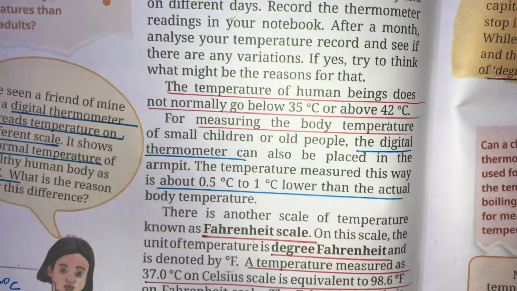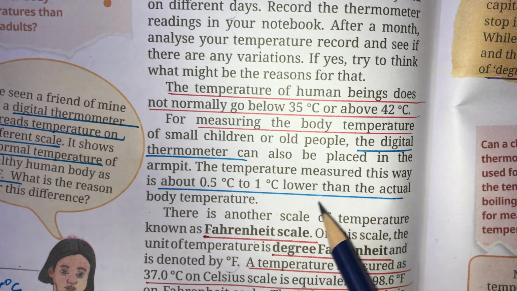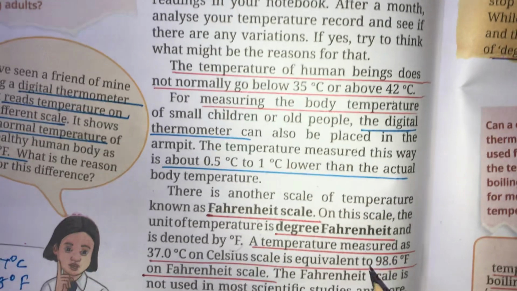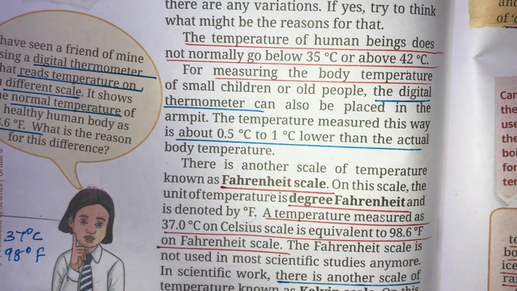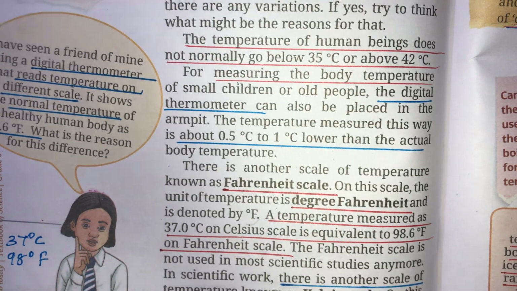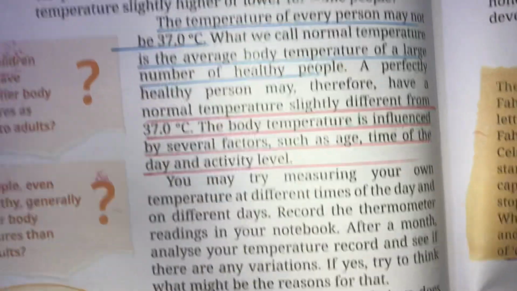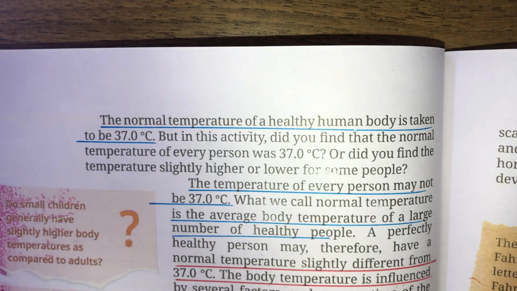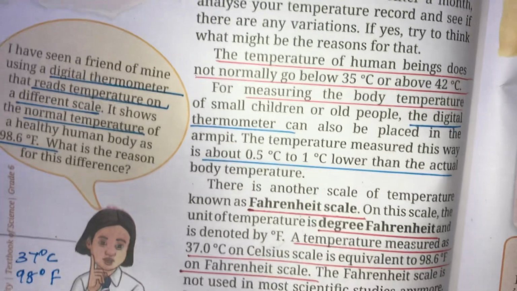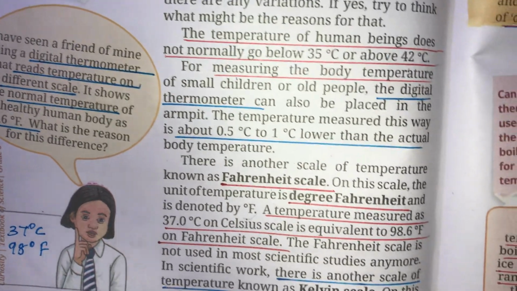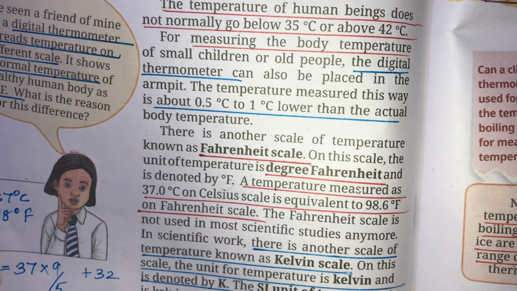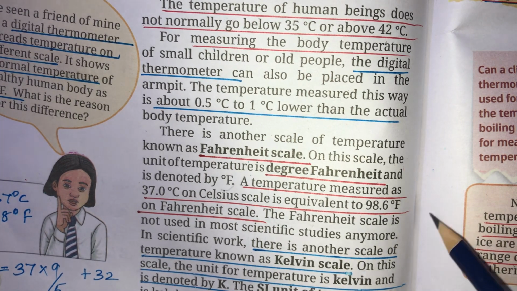The digital thermometer can be placed in the armpit of babies and older people. The temperature measured in this way is about 0.5 degrees Celsius or 1 degree Celsius lower than the actual body temperature. Like the Celsius scale, there is one more scale of measurement of temperature. The Celsius scale is written as degree followed by C. Another scale of measurement is Fahrenheit. What is the Fahrenheit scale? A temperature of 37 degrees Celsius on the Celsius scale is equal to 98.6 Fahrenheit.